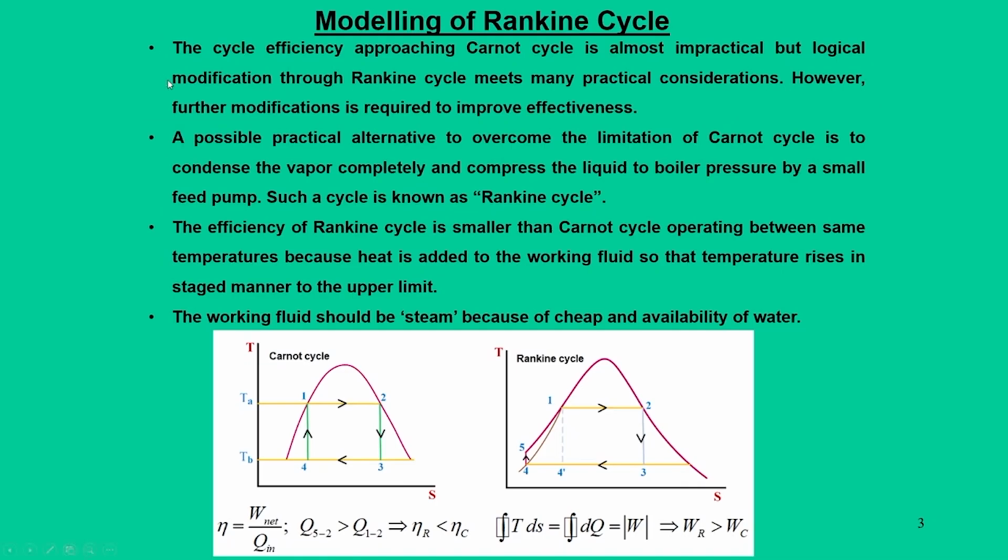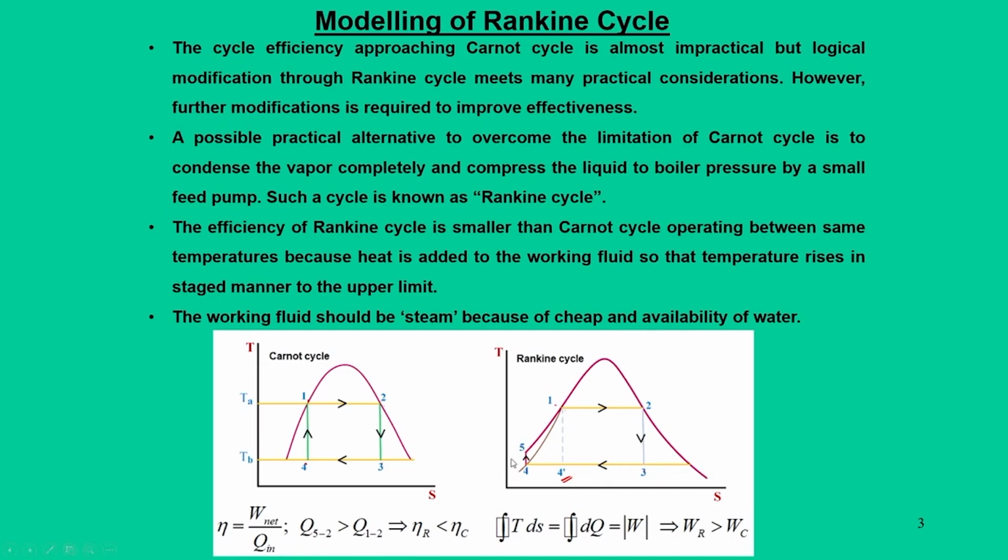Now, what did we do in this modification? If you compare the Carnot cycle, that is 1, 2, 3, 4, and the Rankine cycle, that is 1, 2, 3, 4, 5 and 1, and if I just drop a vertical from point 1, it comes as 4 dash. So, effectively, in this diagram the Carnot cycle is 1, 2, 3, 4 dash. We simply shifted point 4 dash to point 4.